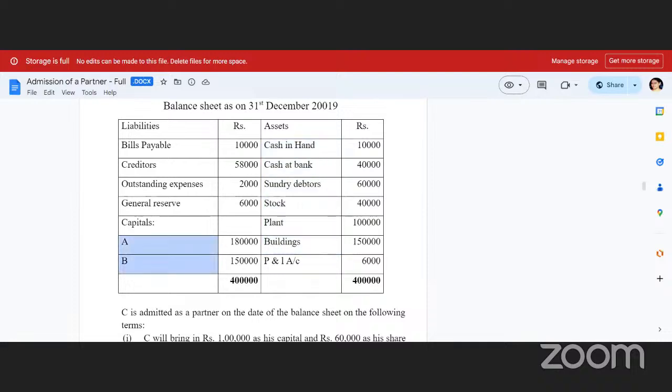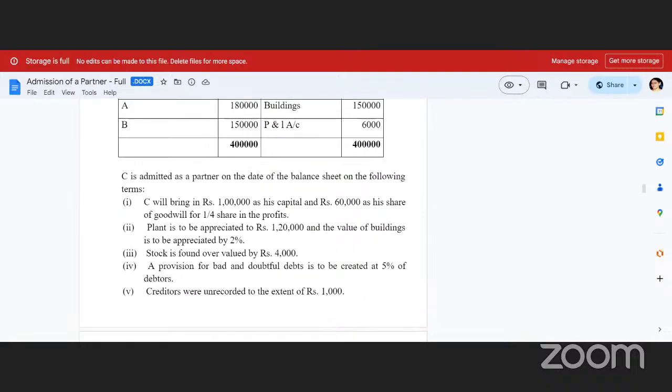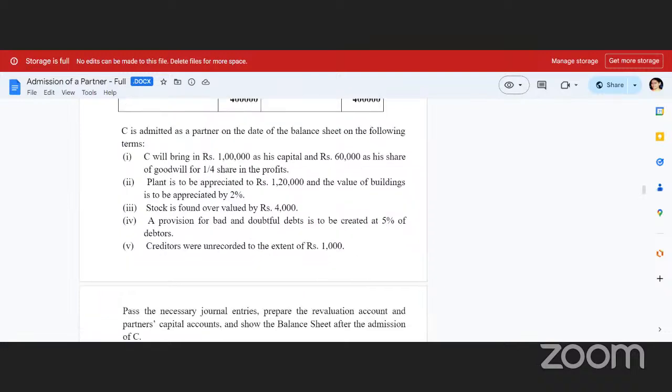Then A and B's capitals are given, and some additional information is given about the admission of a partner. A new partner is admitted into the partnership firm, and on his admission, some adjustments were made. What are they? First, C, as a new partner, has to bring his capital 1 lakh and 60,000 as his share of goodwill, and he is going to get a 1/4 share of profits. Okay, this is relating to the new partner: capital 1 lakh, goodwill 60,000, and share of 1/4.